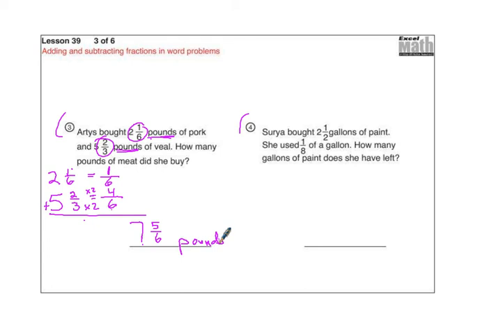Number 4, Surya bought 2 1/2 gallons of paint. She used 1/8 of a gallon. How many gallons of paint does she have left? So again, write the problem down. Give yourself plenty of space. And since she's using paint, this is a subtraction problem.